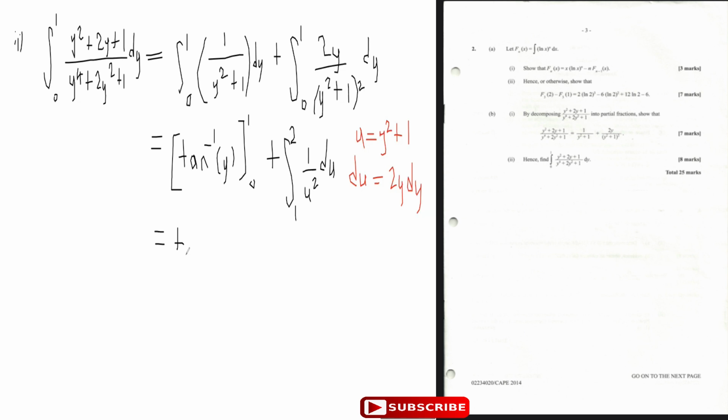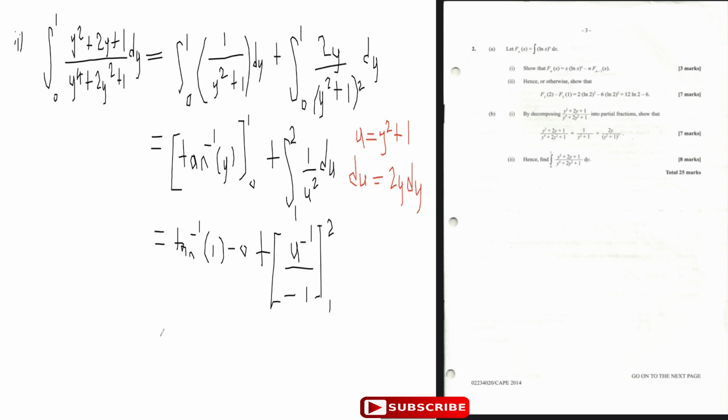So I get tan inverse of 1 minus tan inverse of 0, which is minus 0, plus, when I'm doing this integration now, this is really u to the minus 2, so I add 1 to the power to get u to the minus 1, divide by the power of minus 1, and of course I'm integrating from 1 to 2. Let's go ahead and do that.